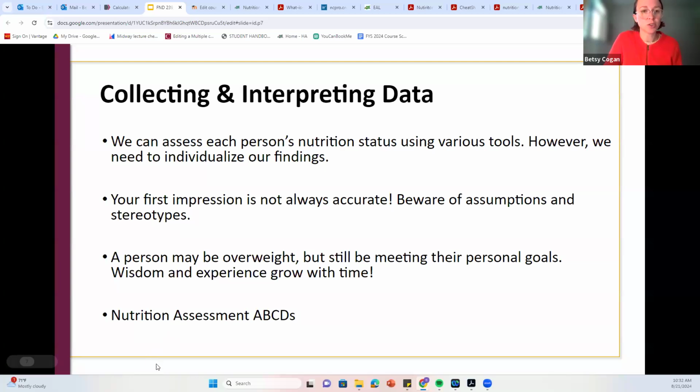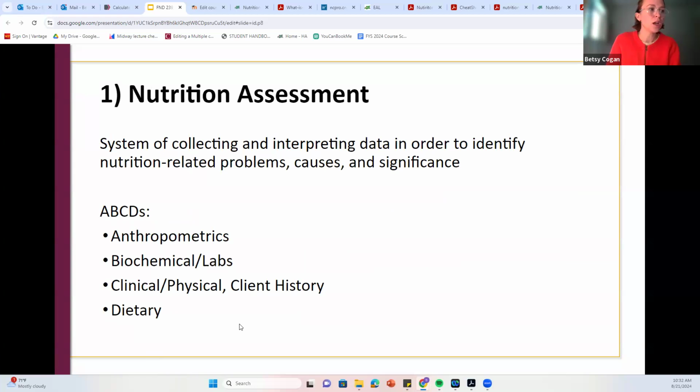And when we're doing the nutrition assessment, we're using the ABCs of nutrition assessment to really guide this process and lead us to an informed nutrition diagnosis. So you might be asking, what are the nutrition assessment ABCs? They help us look past our first looks and really investigate what's going on. So we want to collect data in all of the areas of the ABCs.